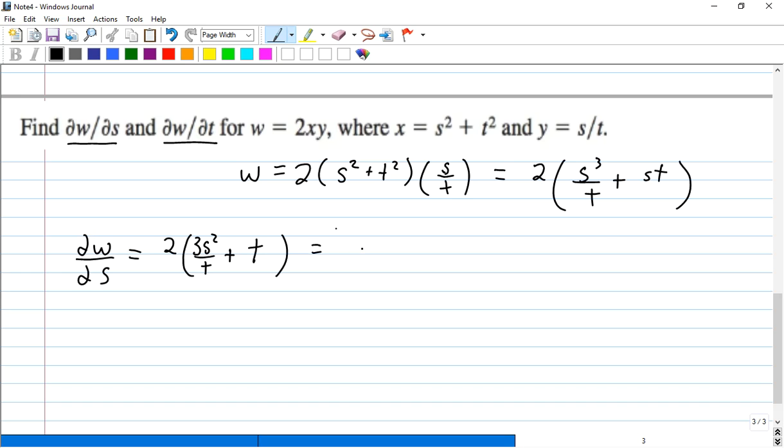For the best answer, you would want to multiply the 2 in and get a common denominator of t. So if I get a common denominator of t first, and then I'll multiply whatever I get up here times 2. So t will go into t one time. 1 times 3s squared is 3s squared. And then this next term doesn't have a t in the denominator. So you'd have to say t times t. That gives you plus t squared. And so my final answer would be 6s squared plus 2t squared all over t.